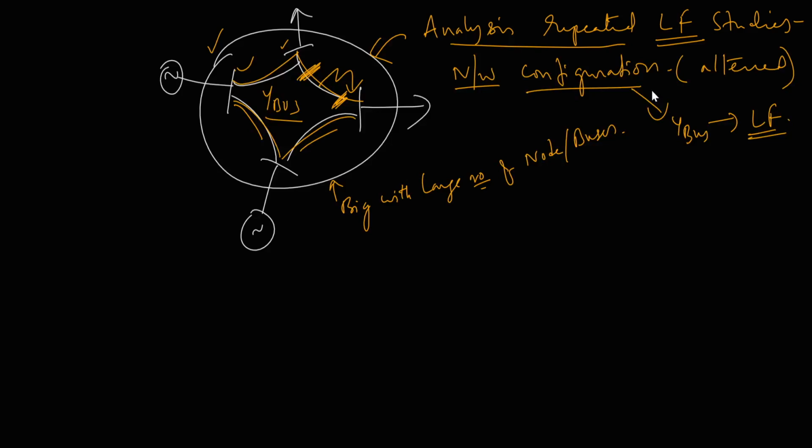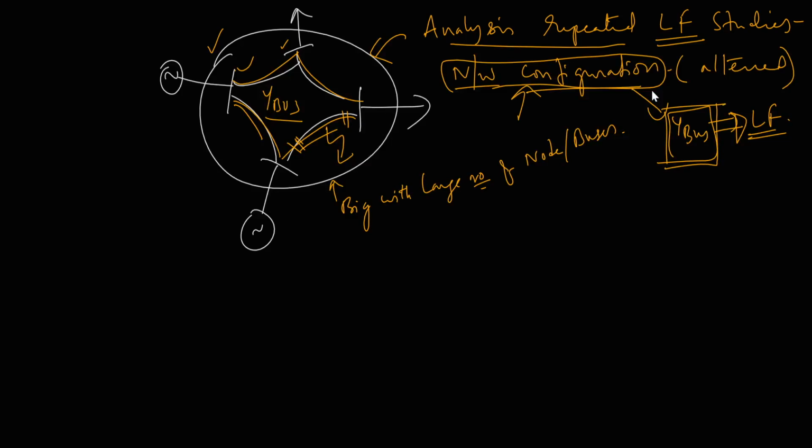Similarly, next time he restores this line and treats the fault as happening in some other line, which is opened, and again a new network configuration has appeared. Again he wants to find the Y bus and carry out the load flow studies. So he repeatedly wants to calculate the load flows under different contingencies or faults at different locations, right? For this you need the Y bus for the modified network configuration.